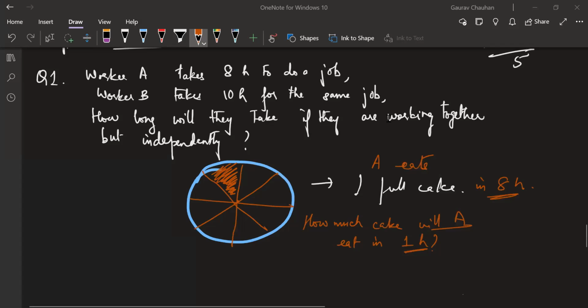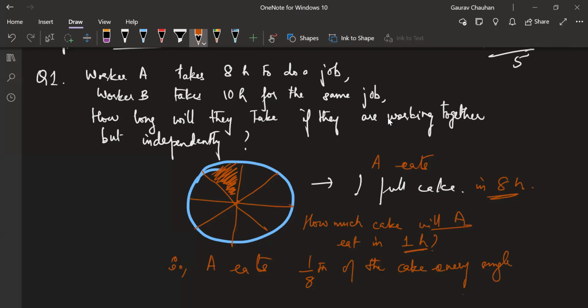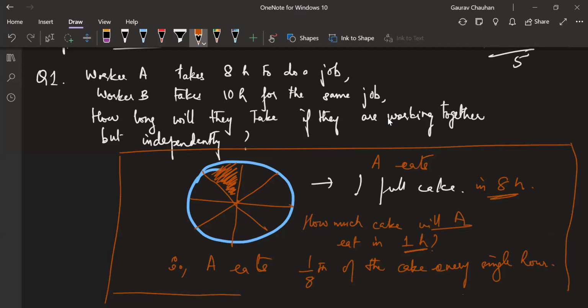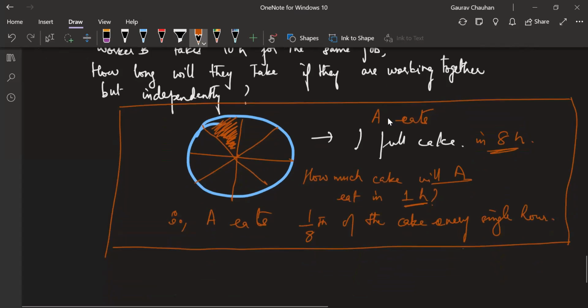Okay. I eat a full cake in 8 hours. It means every 1 hour, I am eating 1/8 of my cake, right? Therefore, A eats 1/8 of the cake every single hour. Everyone okay with this? I want you to put this in a box separately, immediately right now, and then we will continue. Put this in a box separately below this question only. No need to write anywhere else.